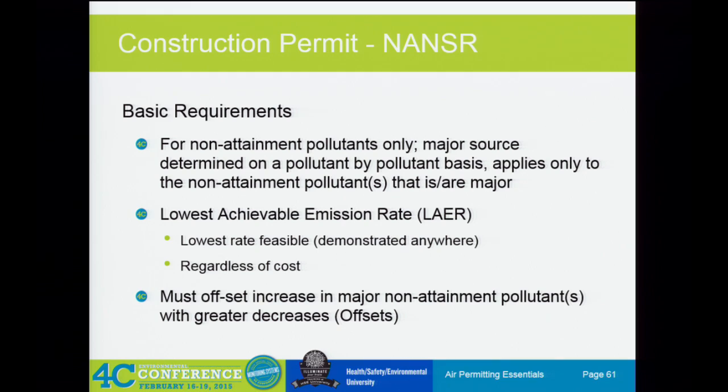So the basic requirements for non-attainment permits: under the non-attainment rules, you're non-attainment by pollutant only. So major sources are determined on a pollutant by pollutant basis and apply only to that non-attainment pollutant. Unlike the PSD program, where you can be a major source under any one of those pollutants. Let's say you are a major source under VOCs, you're greater than 100 tons of VOCs. You can trigger a major modification for NOx because you're a major source for VOC, so you'd look at your significant impact levels. The non-attainment permitting program is slightly different in that it's pollutant specific. You have to be major for the pollutant that is determining non-attainment applicability.